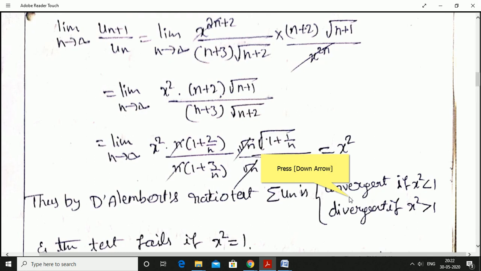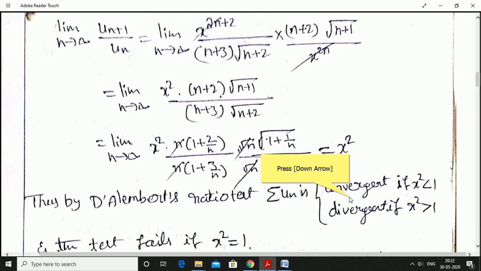(n+2) into root of (n+1) divided by (n+3) into 2 root of (n+2). Take n outside in all the terms, it is x square into n into (1 plus 2 by n) into root n into (1 plus square root of 1 plus 1 by n) divided by n into (1 plus 3 by n) into root n into square root of (1 plus 2 by n). Root n, n gets cancelled. After applying the limit as n tends to infinity, the answer comes out as x square.